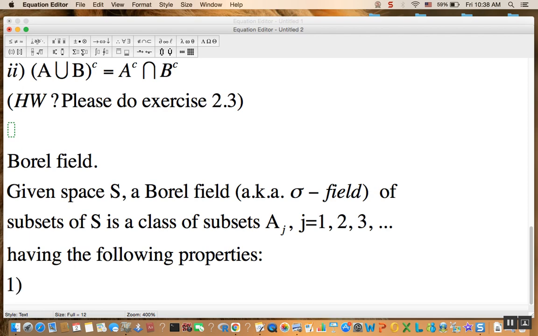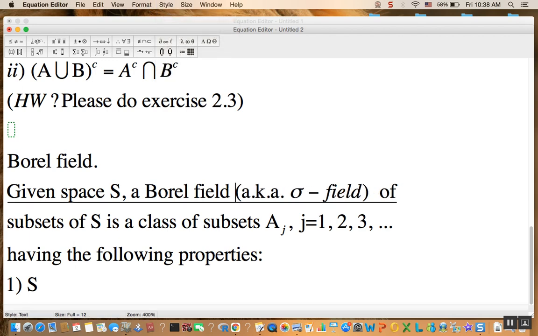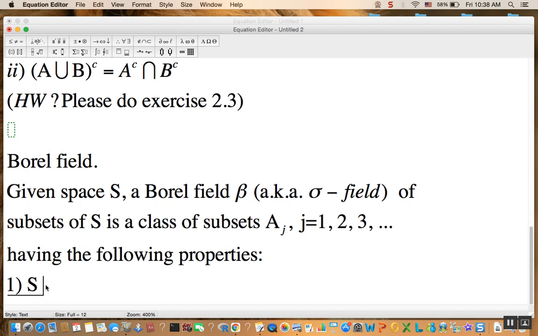Number 1: S, the whole sample space, belongs to the Borel field, okay? And I'm going to be using the letter beta to denote a Borel field. So S belongs to beta.